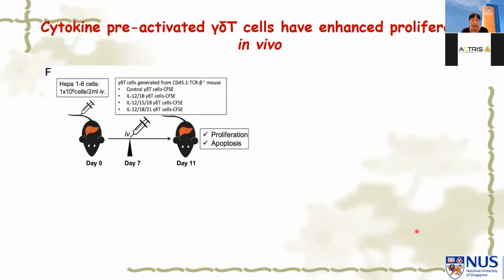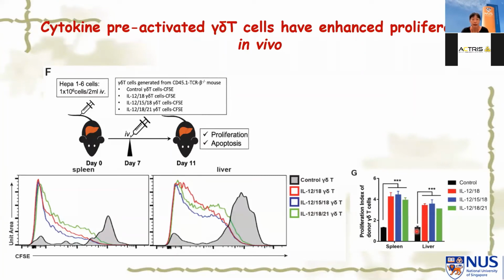But we still decided to go ahead and look at the proliferation and apoptosis of the transferred cells. We use a fluorescent label, CFSE. So when the cells proliferate, they lose the labeling, okay? So you look at the labeling here, the cytokine activated gamma delta T cells are losing the labeling, suggesting they're proliferating a lot better compared to the control cells, okay? So this is the quantitative analysis.